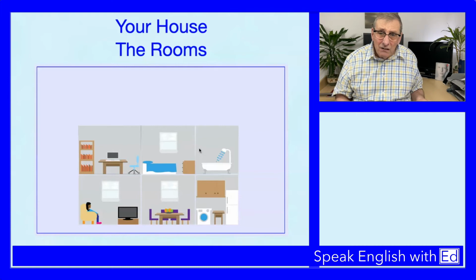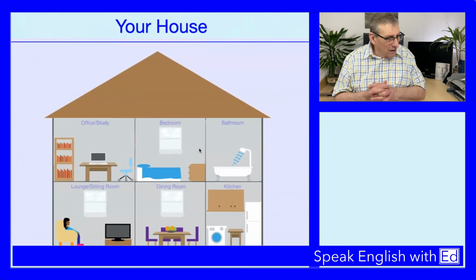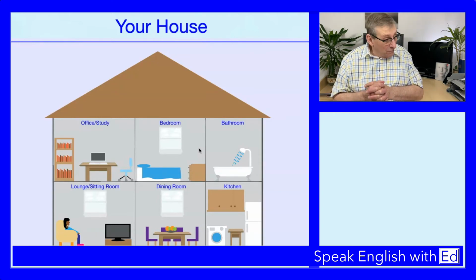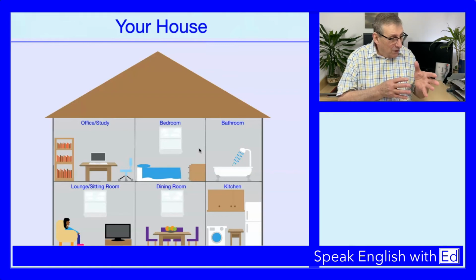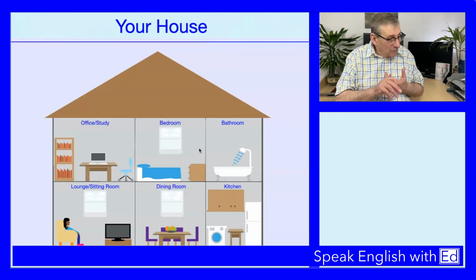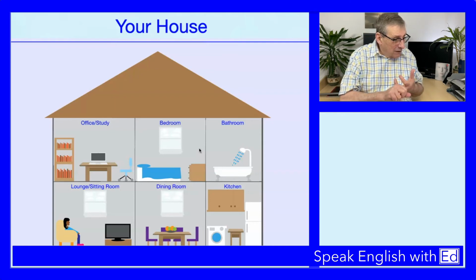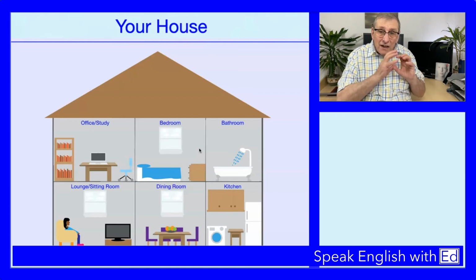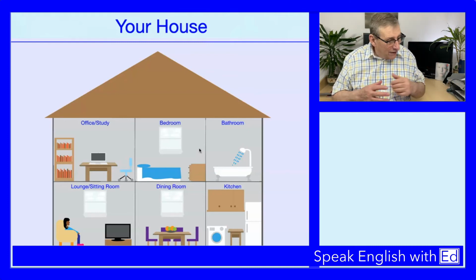Now, all these rooms together, they make your house. There you go, house. Now, you've got a kitchen and a dining room, typically. You've got a kitchen, a dining room, a lounge, a bathroom, bedroom, office or study. Now, bear in mind, there could be more than one bedroom. There could be no dining room. It could be a dining kitchen. But whatever it is, there will be at least these rooms of some sort in there.